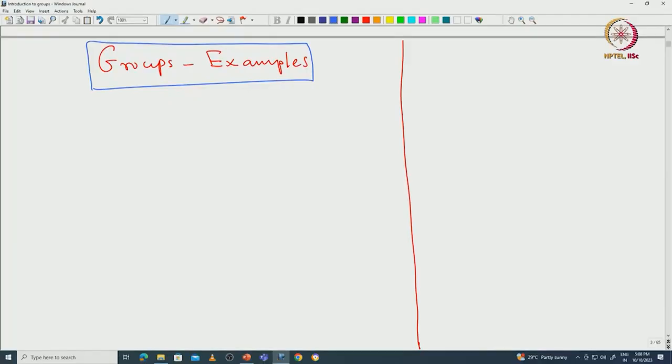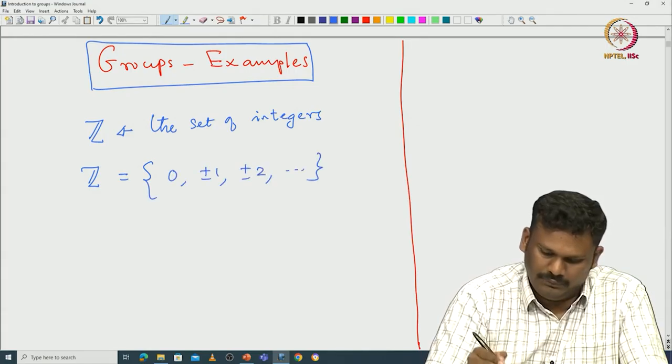Welcome back everyone. In this lecture, we are going to see many examples of groups, and then we will focus on subgroups of the group of integers. To begin with, let us start with the group of integers, which is denoted by Z. So, this is the set of integers. Very explicitly, this is 0, plus or minus 1, plus or minus 2, and so on.